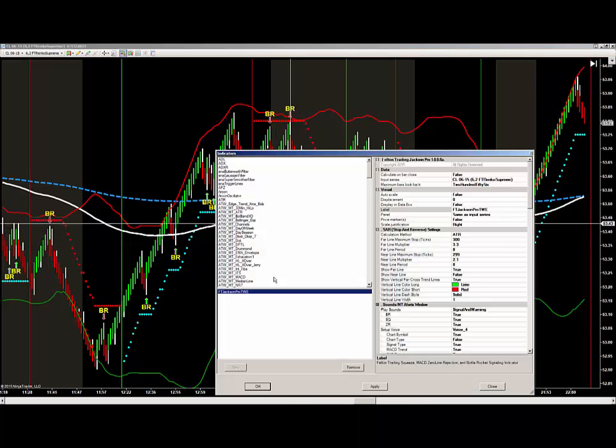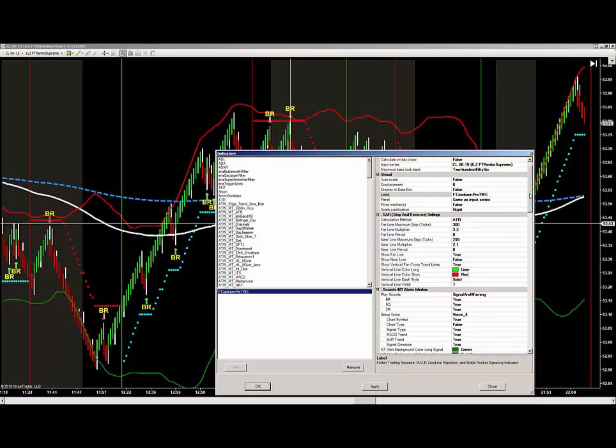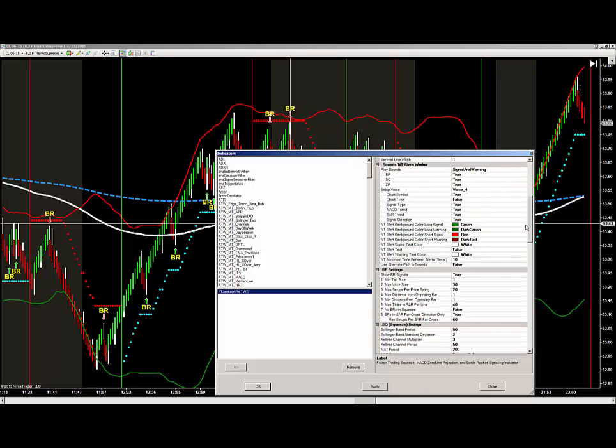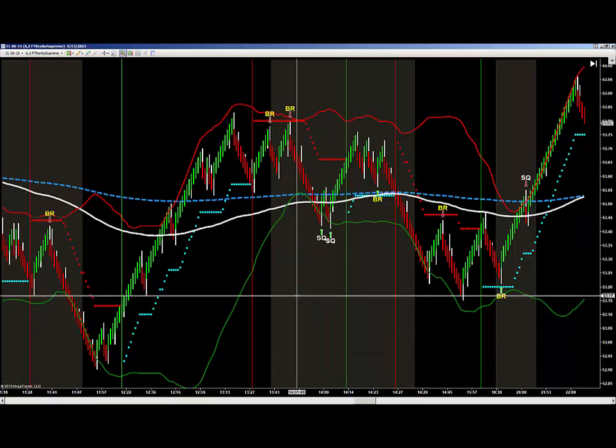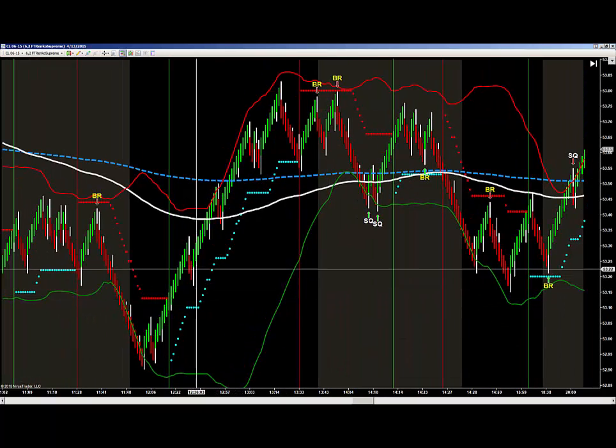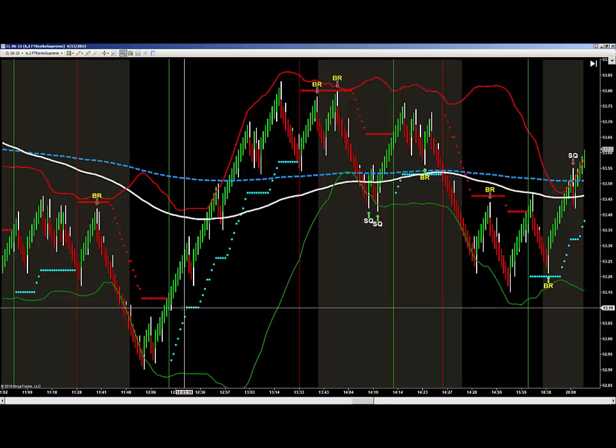So let's do one thing on this BR and see what that looks like. And in this case, maximum ticks to the far line. Let's just make it 4. Now, it's going to make a lot of these BR signals disappear, but a lot of them stay. And this is what I was talking about right here. That just made those disappear.